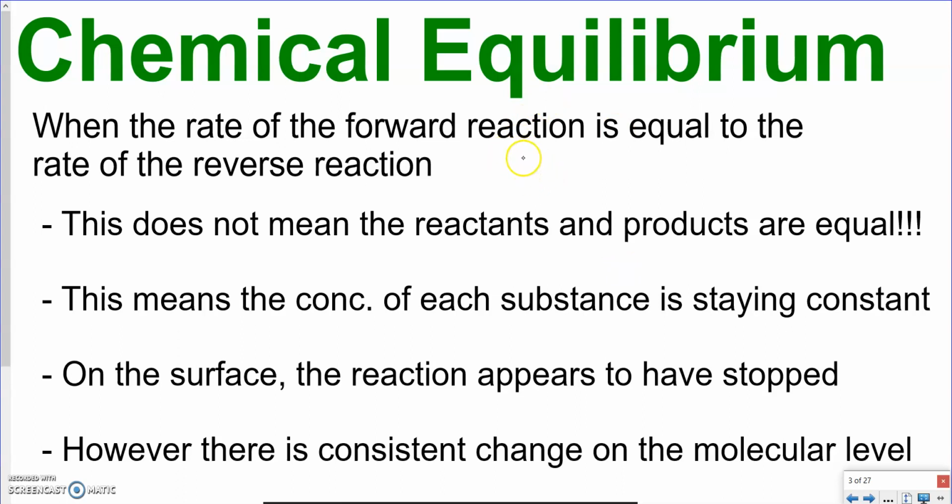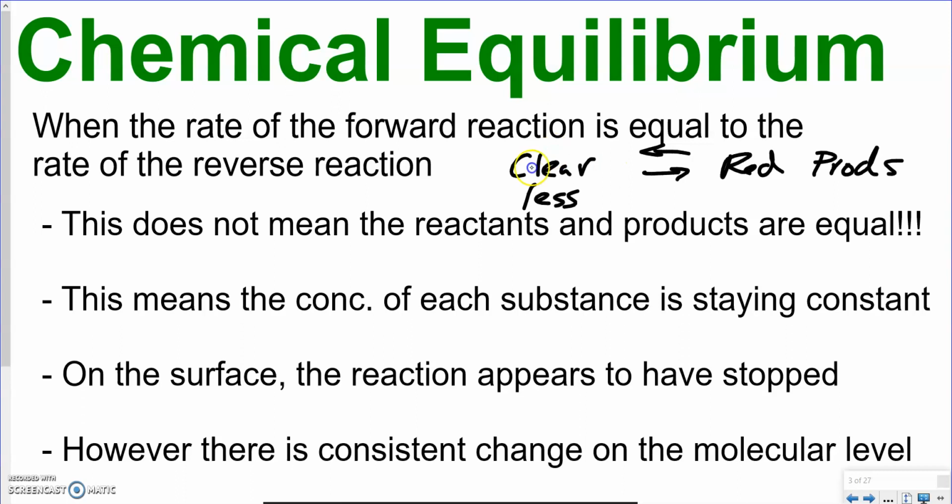So if we think back to what we just did, we had our clear reactants going to red products, and we also have red products turning into clear reactants. And this reversible arrow is our sign for equilibrium. Our chemical equilibrium is possible here. So reactants turning into products, products turning into reactants. Now, we had less of our clear and we had more of our red to begin with. So what does that mean in terms of rate?